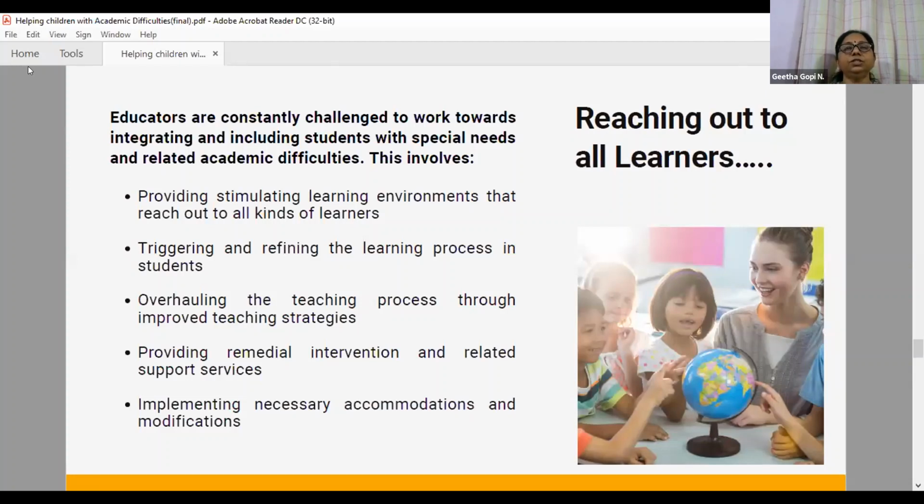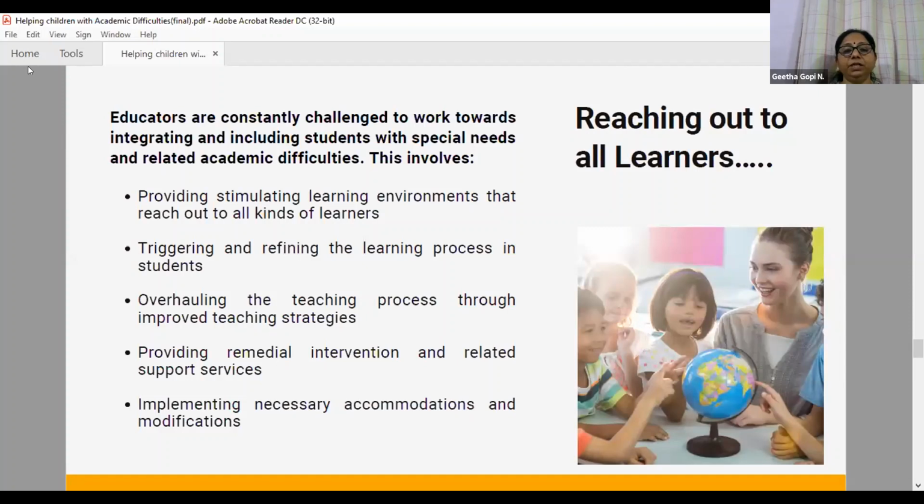If, as educators, you want to stay relevant, if you want to reach out to diversities in your classroom, you need to constantly be on the lookout for new ideas, new strategies. Discuss with your colleagues, look up the internet for ideas. So, overhaul your own teaching process by using better and more improved teaching strategies instead of following the same things that you've been using several years ago. So, work on your own professional development so it improves the quality of teaching you provide in the classroom.